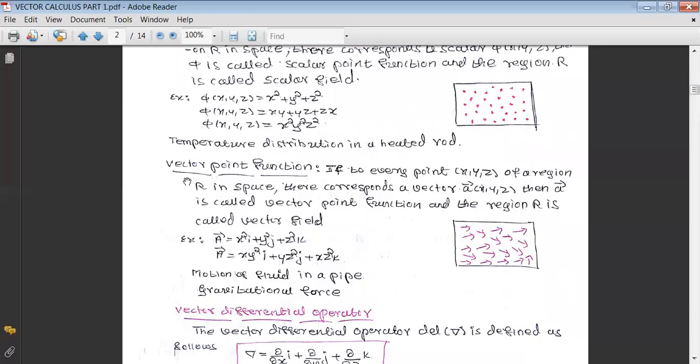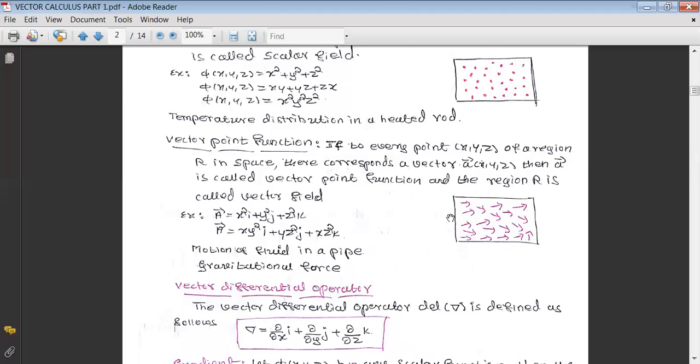In the same fashion, we can define a vector point function also. Suppose in a certain region, at every point in that region, you find a vector function, for example A bar of x, y, z. Then that vector A bar is called a vector point function, and that region is called a vector field. In the earlier case, at each point we find a scalar, and in this case, at each point we find a vector. Such a region is called a vector field, and that vector is called a vector point function.